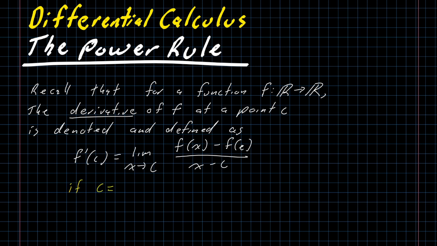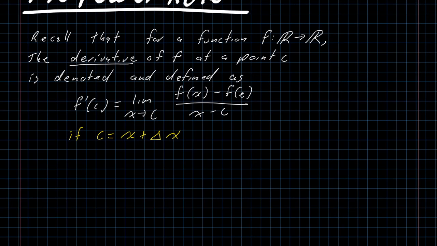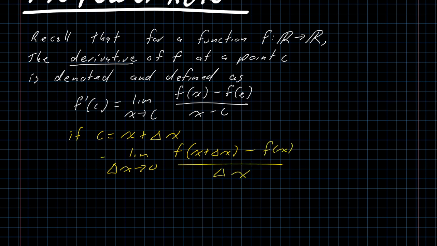If C happens to be equal to x plus some little bit delta x, we could also write this limit as delta x approaches 0 of f of x plus delta x minus f of x all over delta x, right? That's just a substitution between those two definitions. They both are useful in different applications.